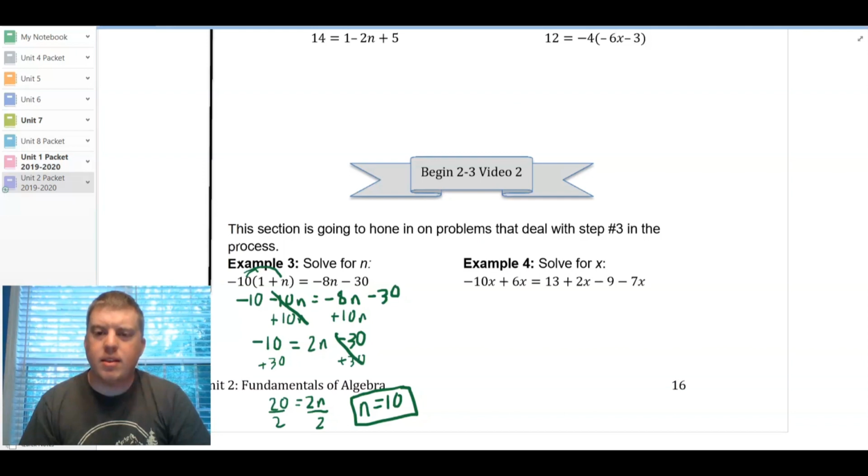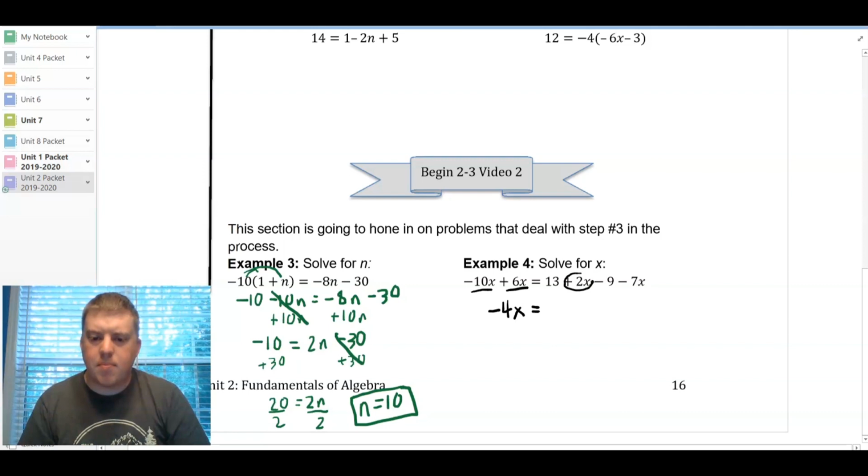Alright, this time we don't have anything to distribute, but we have x terms all over the place. So the first thing that I want to do is to go ahead and put together my x's and constants that are on the same side of the equation. So on the left side I have the negative 10x and I have the positive 6x, and that's going to give me a negative 4x. Then on the right side I have my positive 2x and my negative 7x, and that's going to give me negative 5x. And I'm going to go ahead and combine the constants while I'm at it as well. 13 minus 9 is going to give me a positive 4.